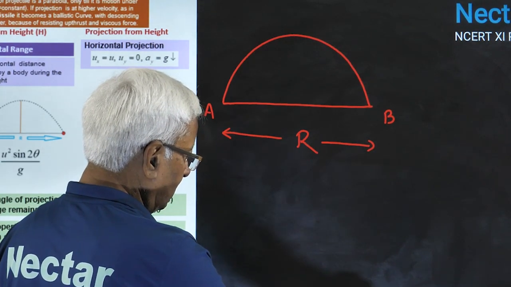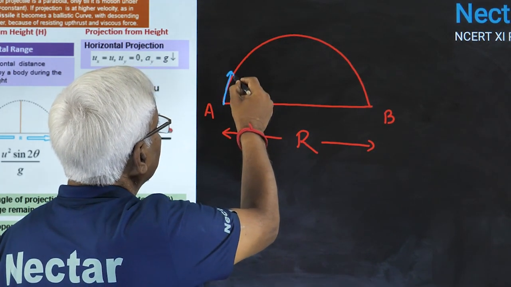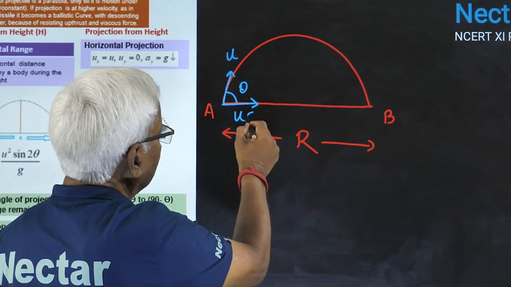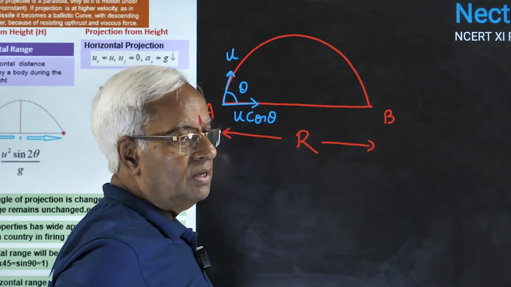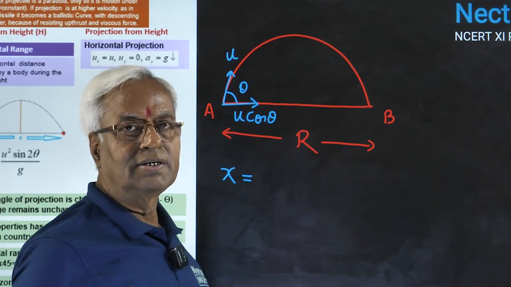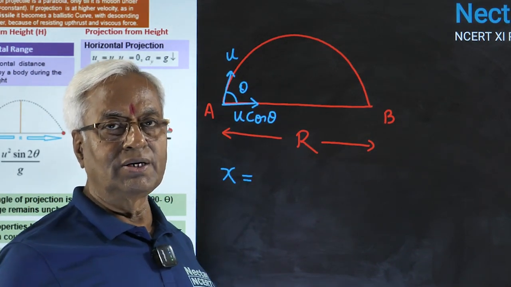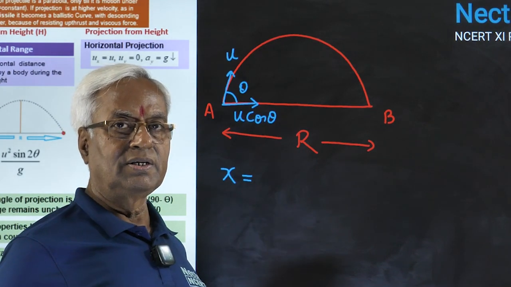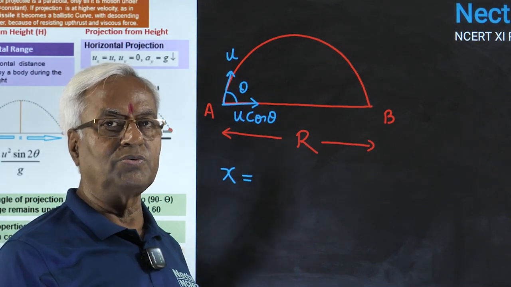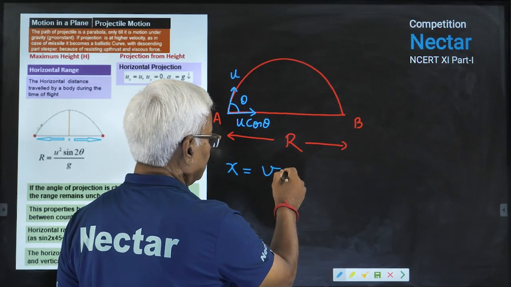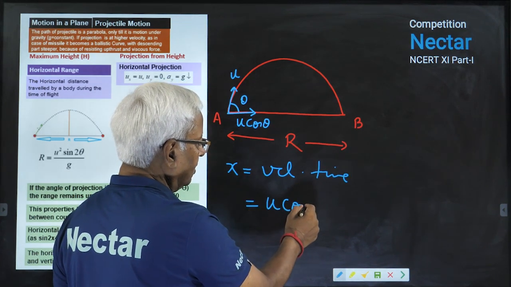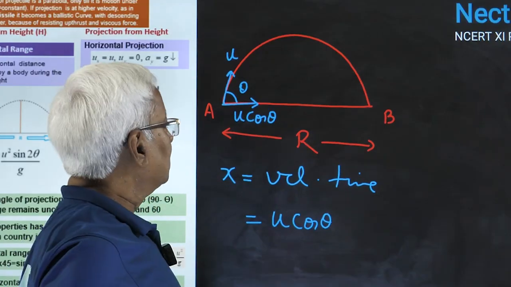The initial velocity we considered was u, and its horizontal component would be u cos theta. When we consider the equation in the horizontal direction, there is no acceleration. Horizontal velocity always remains constant. Then in the horizontal direction we have only one formula, that is x equal to velocity into time. Velocity will be the horizontal one, and that's u cos theta.